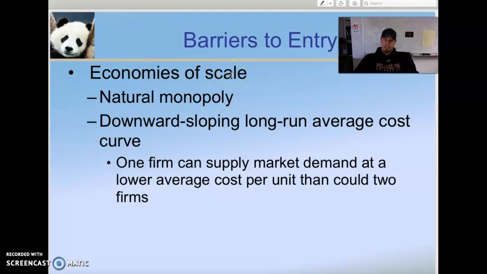What economies of scale are is we see costs in the long run. Our average costs are falling the more that we are producing of a good or service. Let me try to think of a way to explain this. If you let me go to this graph next, maybe this will make sense.